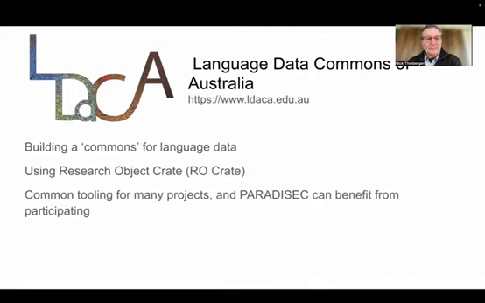Data Commons of Australia. It's a federally funded project now going for another 4 years, which is building a commons for language data. That is a way of allowing language data to be accessed, including its access conditions and licensing information. And this is using Research Object Crate. And the great advantage of this from our perspective is that once you have a base of data in this format, which is a common format, you can build tooling that can be used for many different projects. And so Paradisec can benefit from participating in this project.